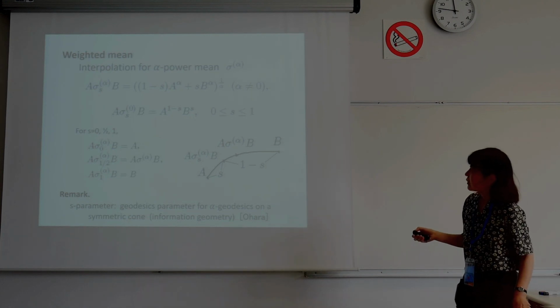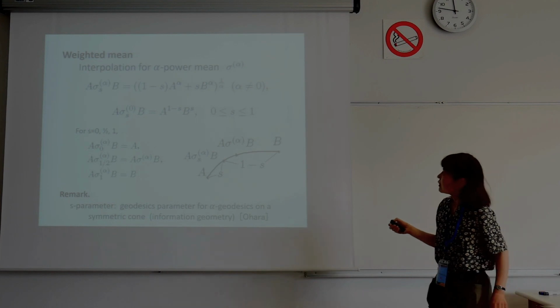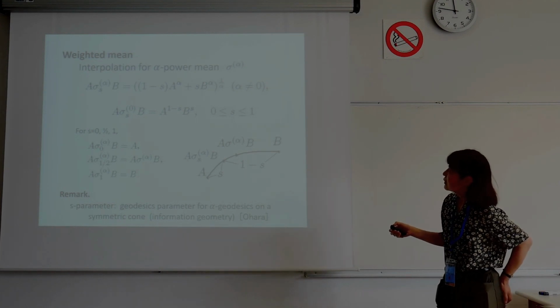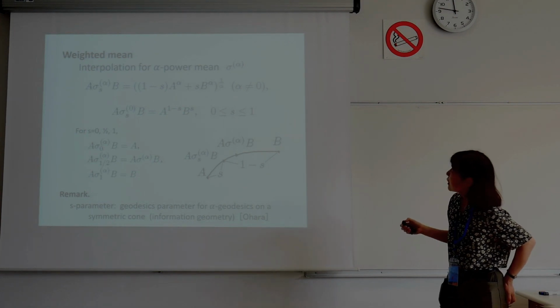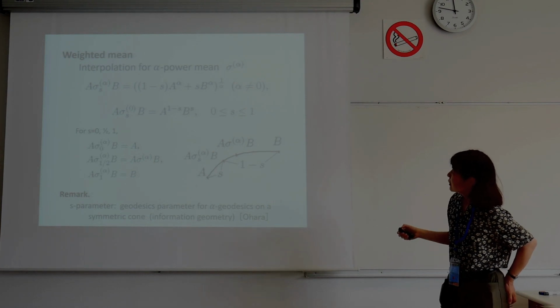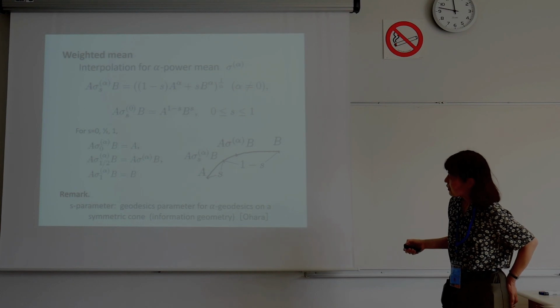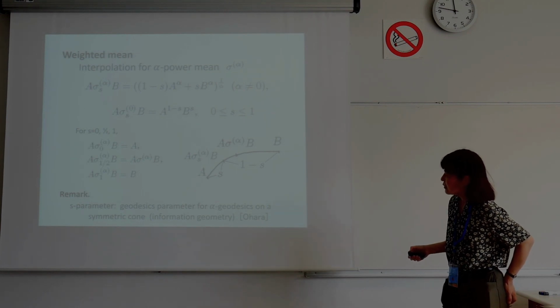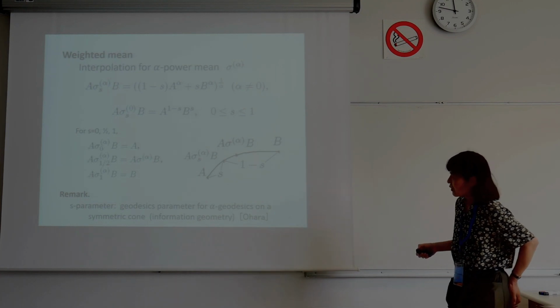About the weighted mean, it is like this. The interpolation for the alpha power mean is defined by this. For alpha not equal to zero, this. The case of alpha equals 0 is like this. The parameter s is the geodesic parameter for the alpha geodesic on a symmetric cone.